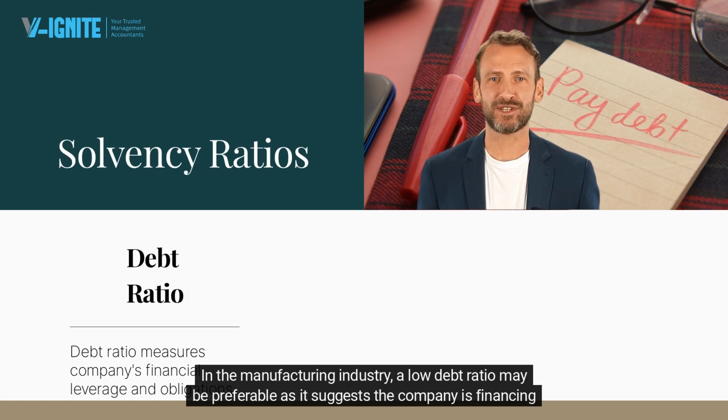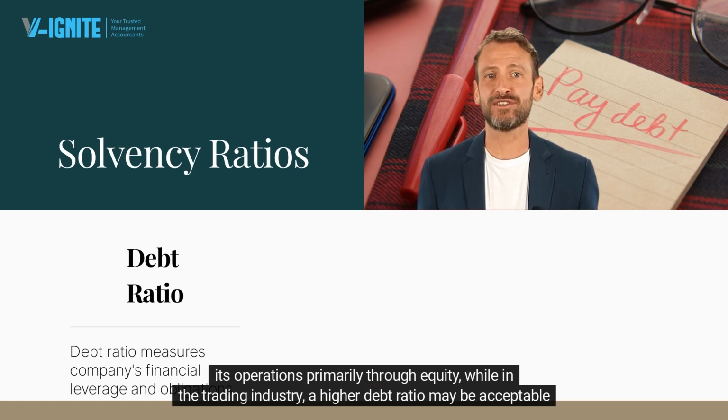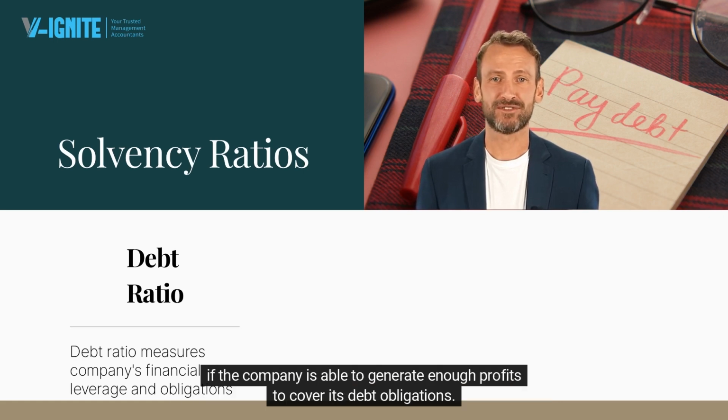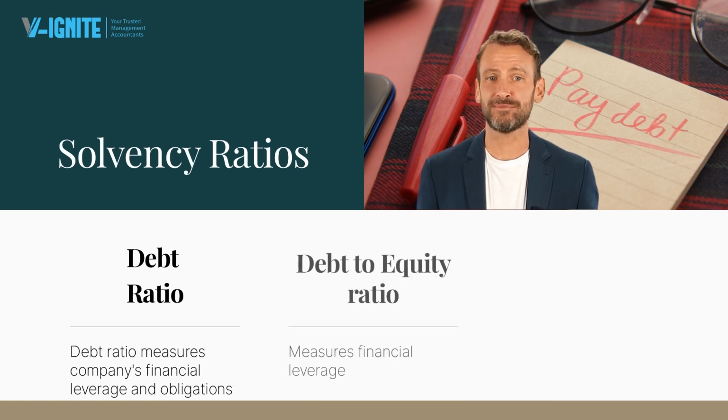In the manufacturing industry, a low debt ratio may be preferable, as it suggests the company is financing its operations primarily through equity, while in the trading industry, a higher debt ratio may be acceptable if the company is able to generate enough profits to cover its debt obligations.